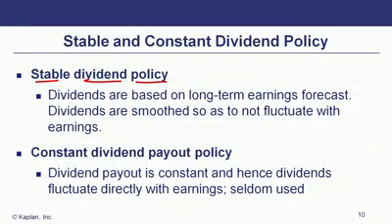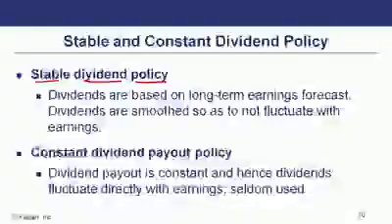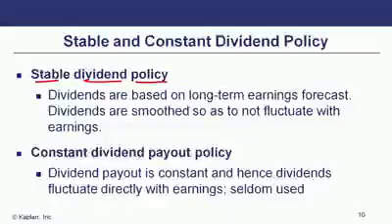Okay? So how do you do this stable dividend policy? You base your dividend on a long-term forecast. So you forecast out your earnings over a long period of time. You figure out how much you can afford to pay without disrupting the operations of the business and allocate that money smoothly over time. The second one is the constant dividend payout policy.